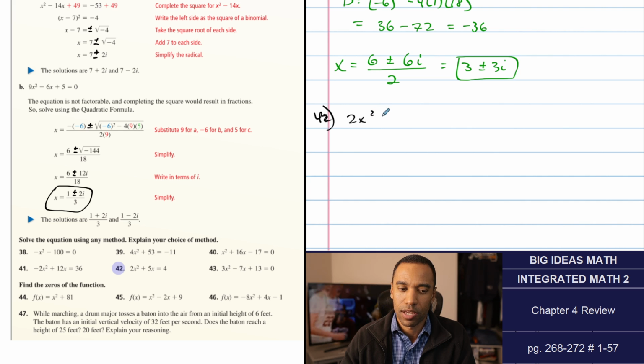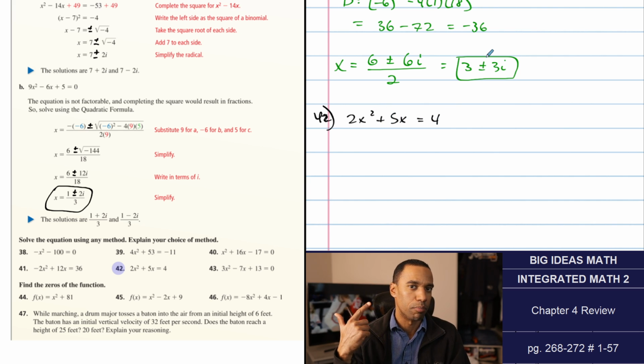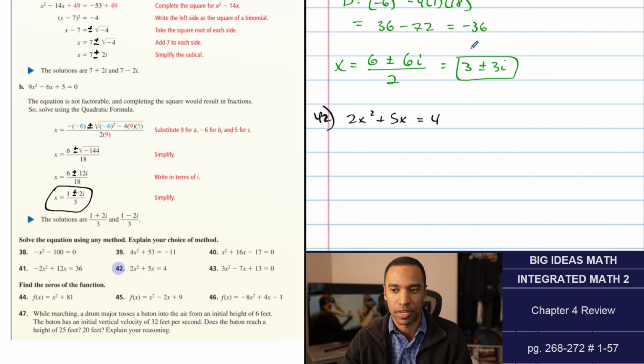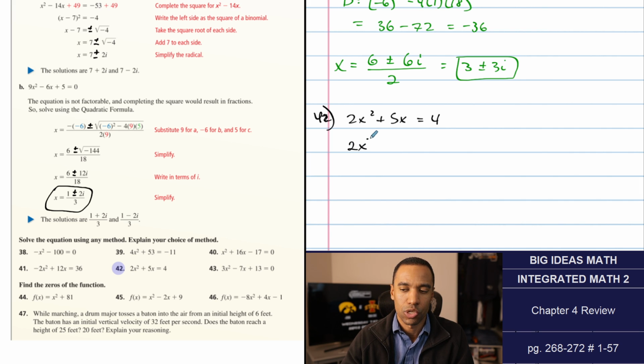2x squared plus 5x equals 4. Immediately I'm telling you square roots are out of the picture. Completing the square is not something I'd go to. Only if it's factorable would that be the only other method I'm going to give a shot at. 2x squared plus 5x minus 4 equals 0.